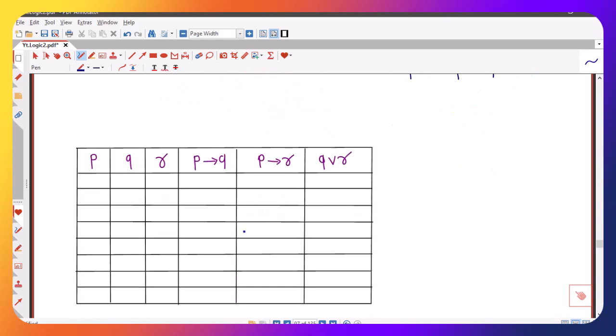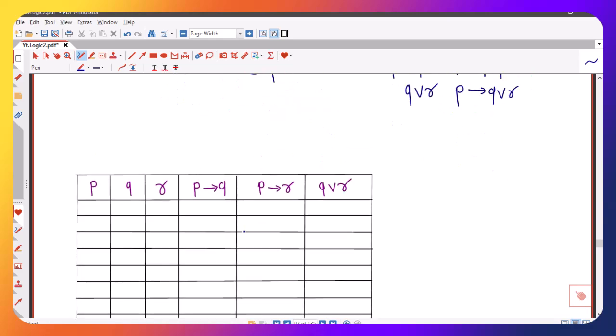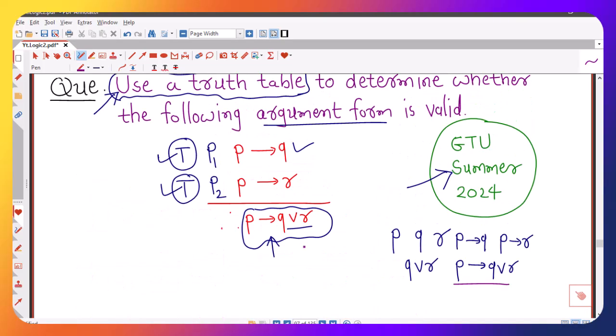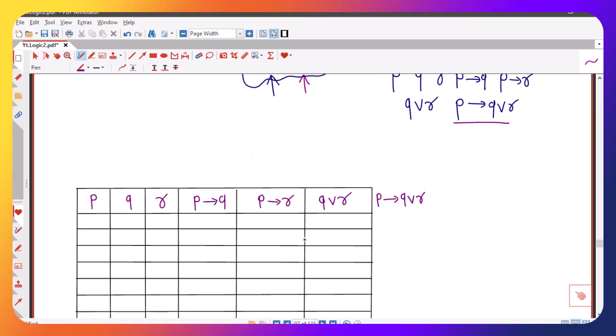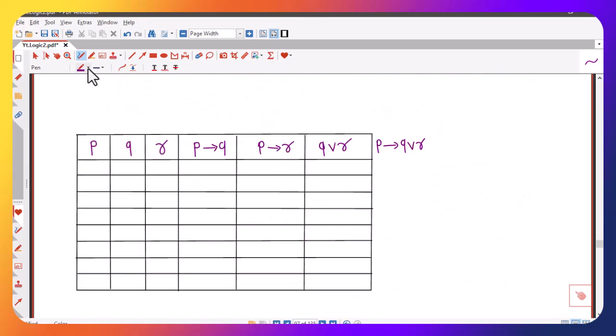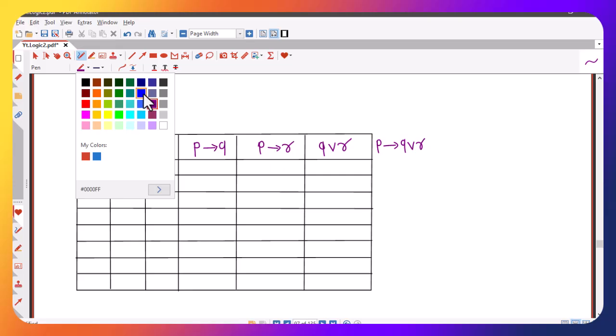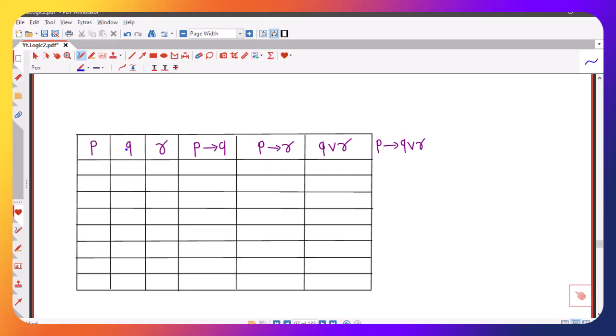So here I have prepared the table, and I will require one more column that I am writing at the end. Here I will require P implies Q or R, that is the column corresponding to the conclusion. So first we write down the different possible combinations of truth values for these three variables P, Q and R, and we know how to write down different possible truth values.